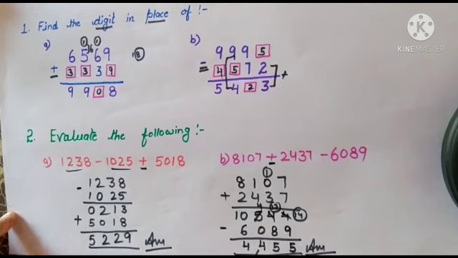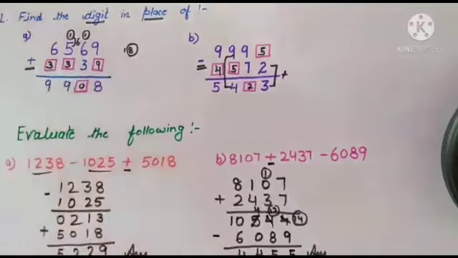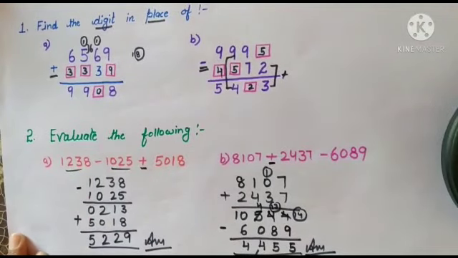So students, in exercise 2.2, you have learned how to find the digit in place of the value, and in the second question you have done evaluation. So you have to do these two questions in your fair copy and practice them.